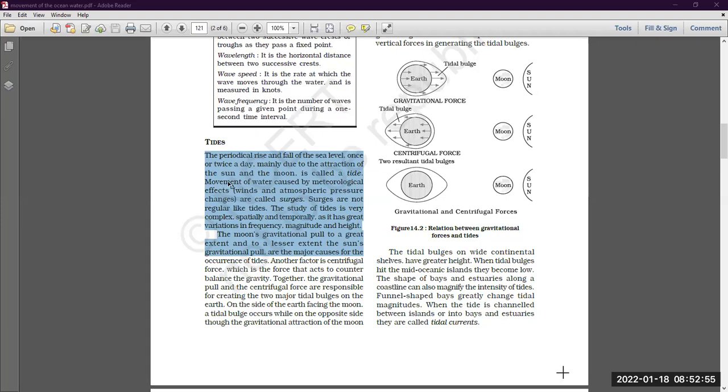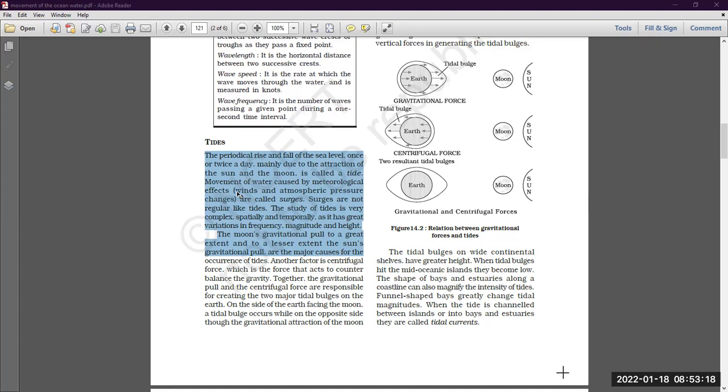The next line is movement of water caused by meteorological effects. All the effects related to atmospheric phenomena are known as meteorological effects. As we discussed in our first chapter, meteorology is a science which deals with atmospheric phenomena.